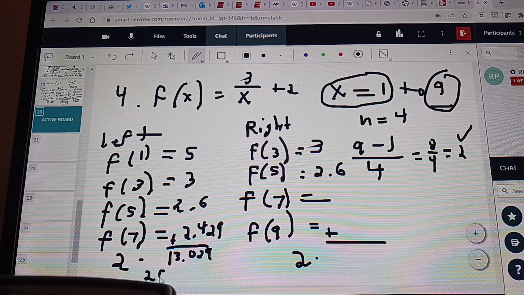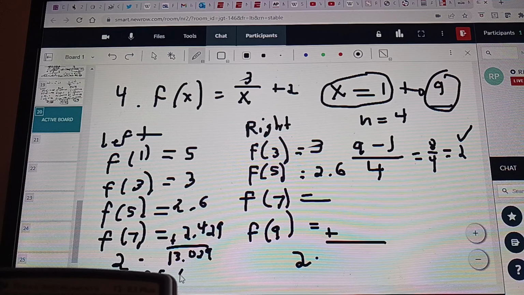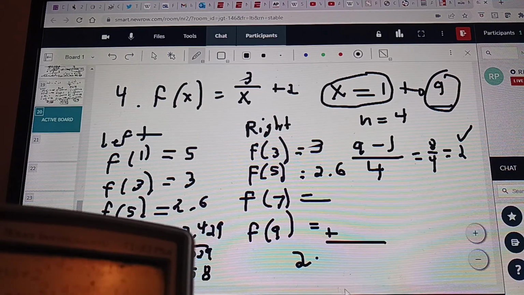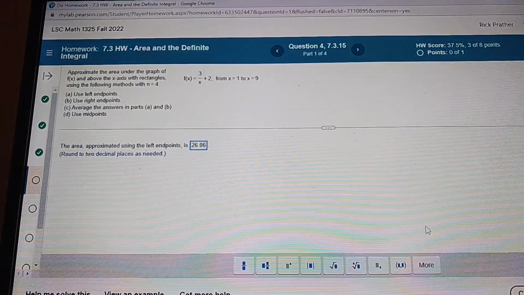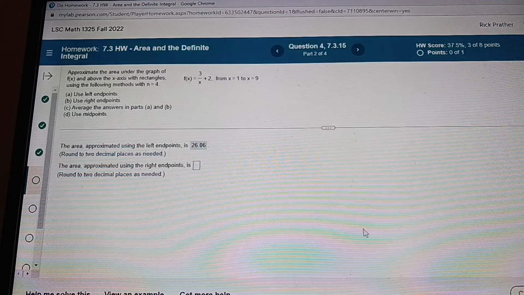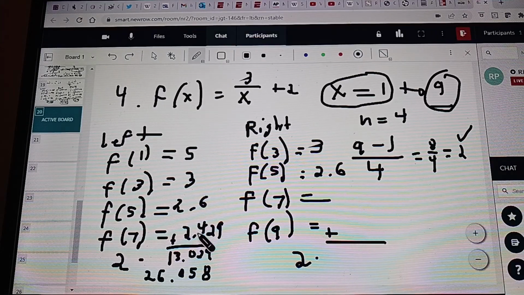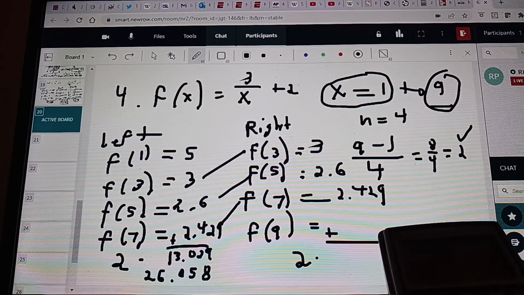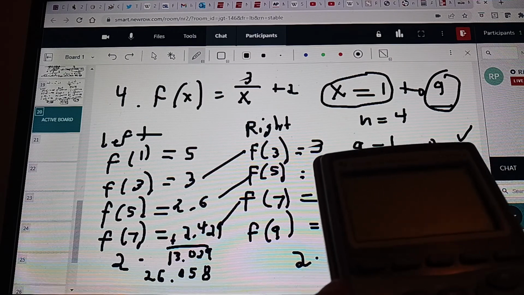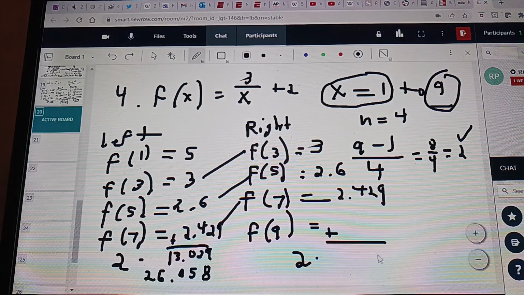So the left estimated area is 26.058 or 26.06. And this 2.429 is also right here. That's the one nice thing: 3 of the answers get shared when you're doing left and right endpoints. So all I have is one calculation left. 3 divided by 9 is 0.33333, plus 2 is 2.33333. So add these 4 together and multiply by 2.